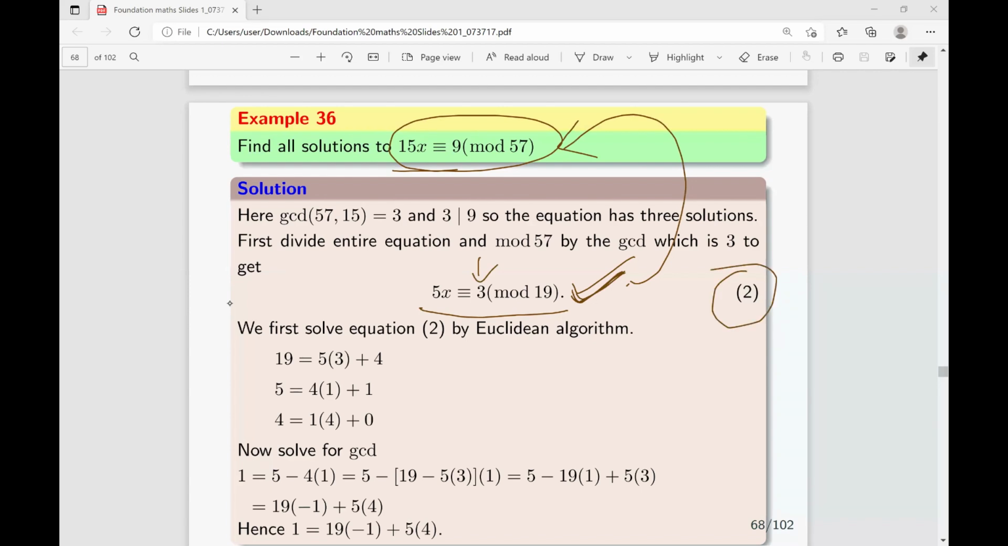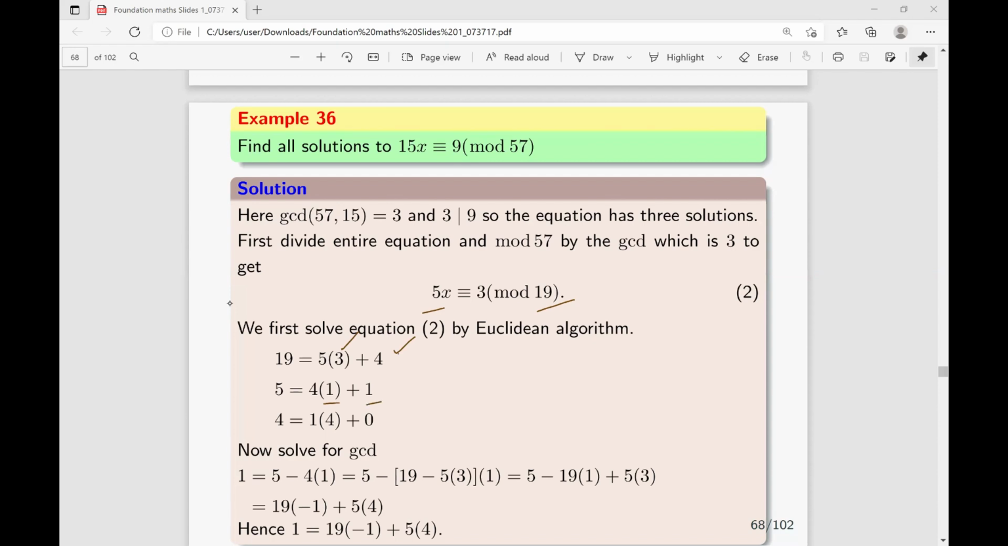We just do it the same way we've done before, using Euclid's algorithm. You have 19 and 5. 5 into 19, 3 times, the remainder is 4. 4 into 5, once, the remainder is 1. Then 1 into 4, 4 times, the remainder is 0.